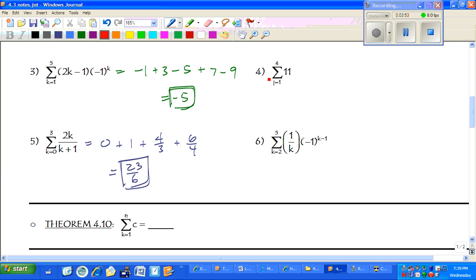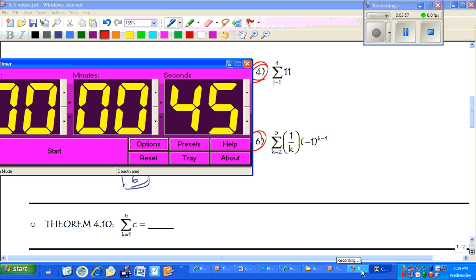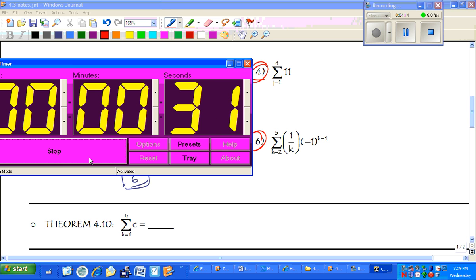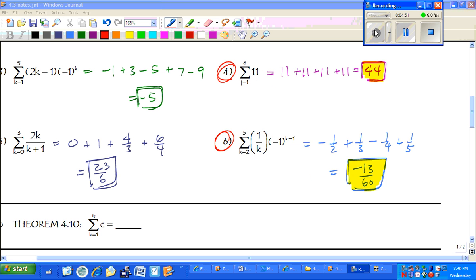Alright, it's your turn to try a couple on your own. Go ahead and try 4 and 6 and see if you can do it in under 45 seconds. Five seconds. Let's see how you did.